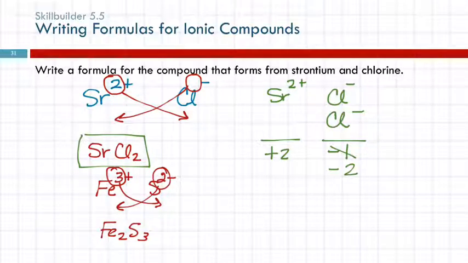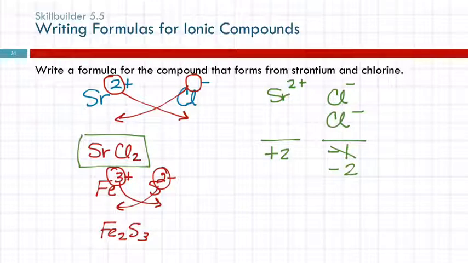Is this stunned silence, or what is this? Did that make any sense? So the total charges have to add up to 0, okay? The crisscross thing is just sort of a shortcut that works most of the time. This is the thinking about it, understanding what's going on. If you're good at math, what we're doing is we're looking for the least common multiple. Remember what that is. Let's look at iron and sulfur here.